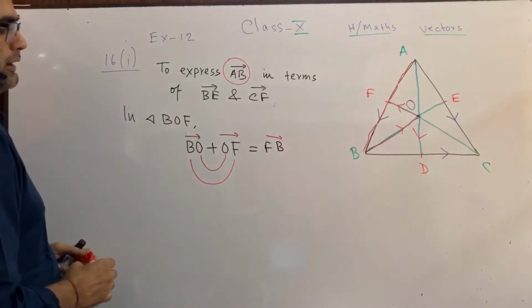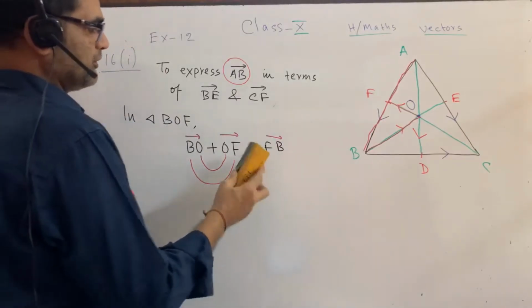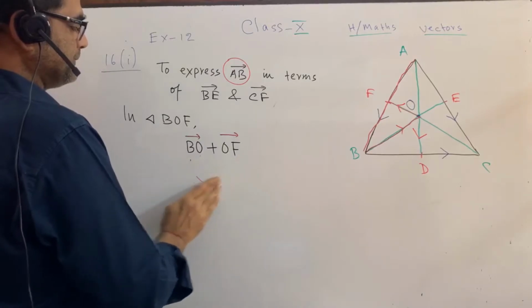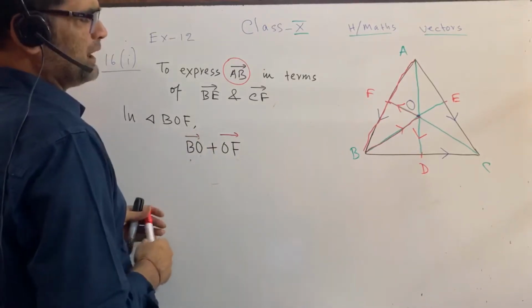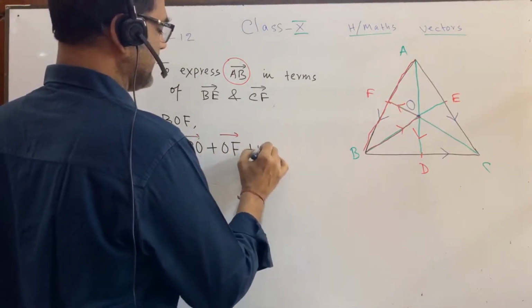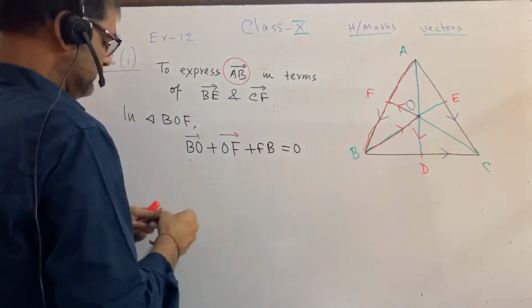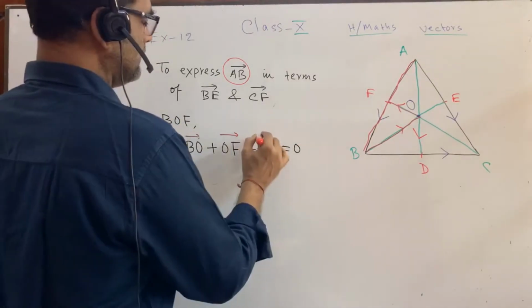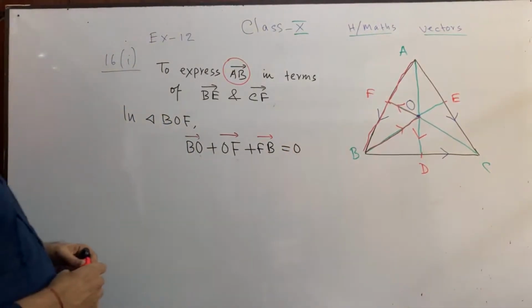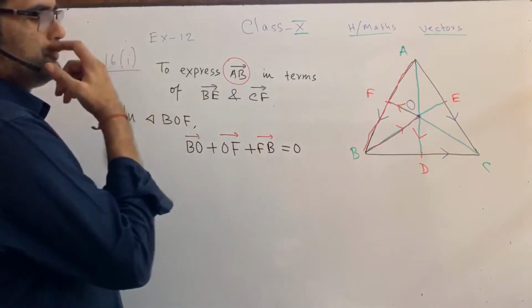I am extremely sorry. Okay, you see, BO plus OF plus FB is equal to what? 0. Okay, now in triangle BOF, BO plus OF plus FB equals 0.